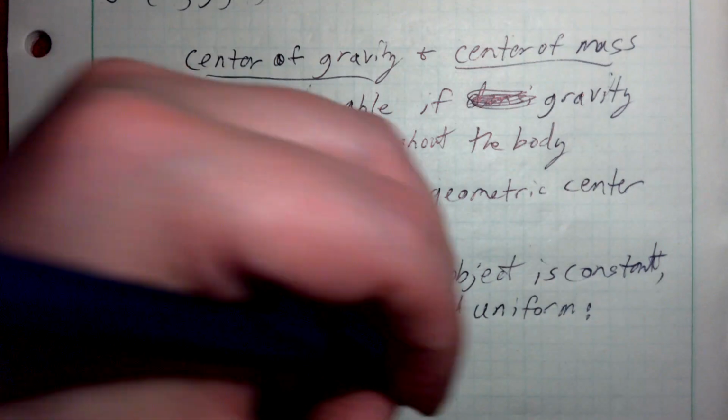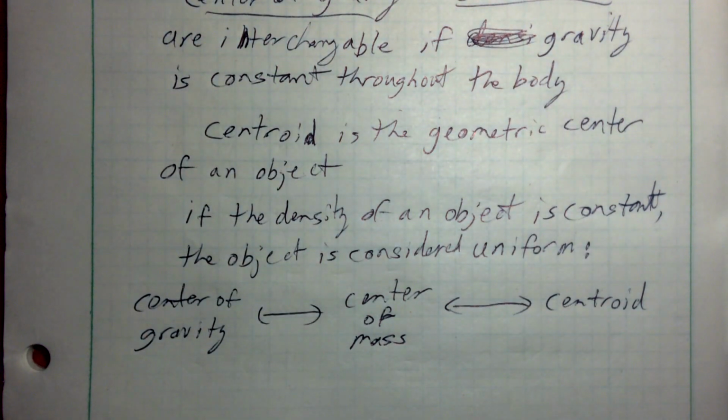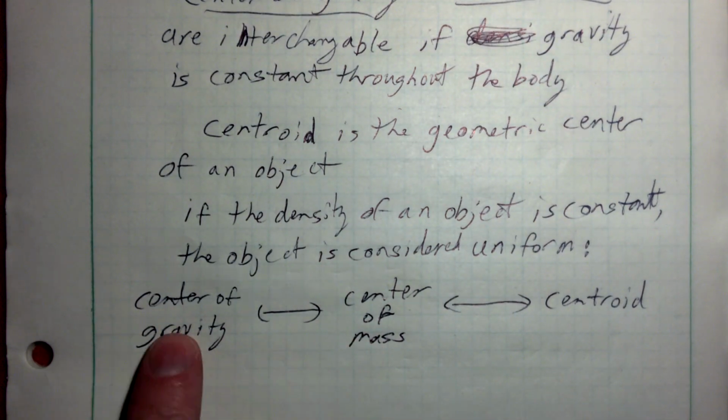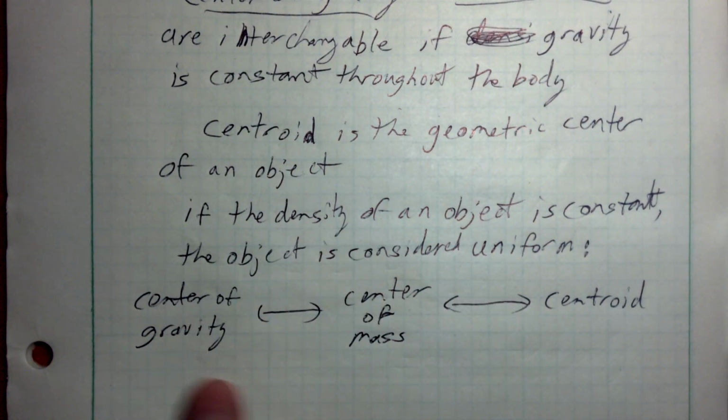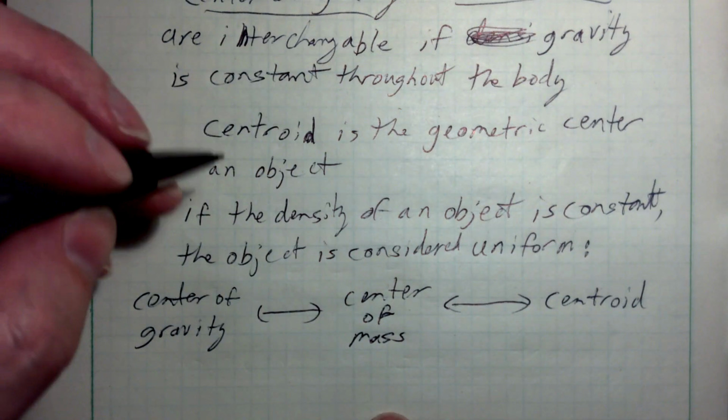We've already said that. Now, most of the time, the centroid, the actual center, the geometric center of a shape, is going to be interchangeable with the center of mass. As long as gravity is constant, that's going to be interchangeable with the center of gravity. So for our purposes, these three terms are interchangeable. Most likely, we're talking about the same point, G, within an object.